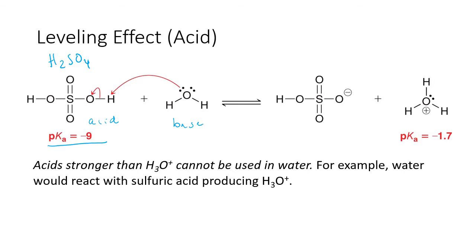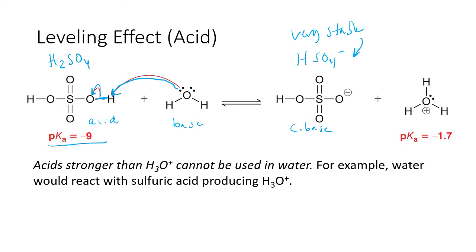The water is going to deprotonate the sulfuric acid, so the two lone pairs of electrons on the water will come over and grab that proton from the acid. The electrons in this covalent bond will stay with the oxygen, and so we'll form the conjugate base of sulfuric acid. The conjugate base is hydrogen sulfate, HSO4-, and this is a very stable conjugate base, which is what makes sulfuric acid such a strong acid. It has a pKa of -9. That's a very, very strong acid.